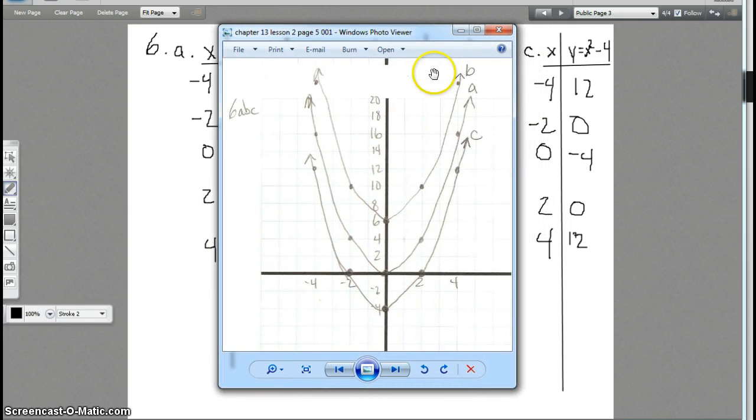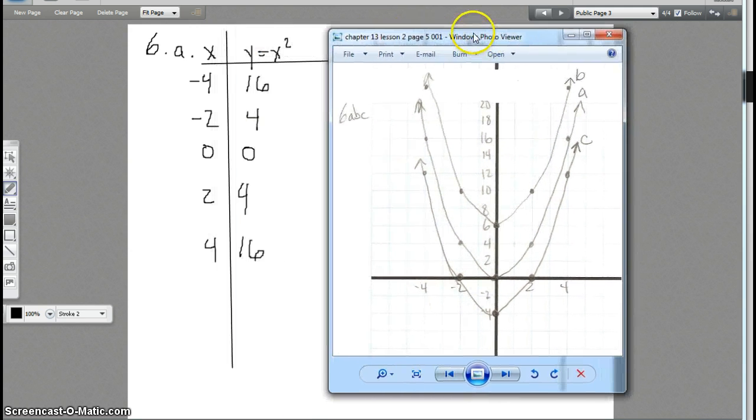This is what the graph is going to look like for number 6. I want you to notice how all of the graphs have the same shape, how they are all graphed on the same axes, because number 6 asks that you graph them all on one pair of axes. And then it asks, what do you notice about these three lines?